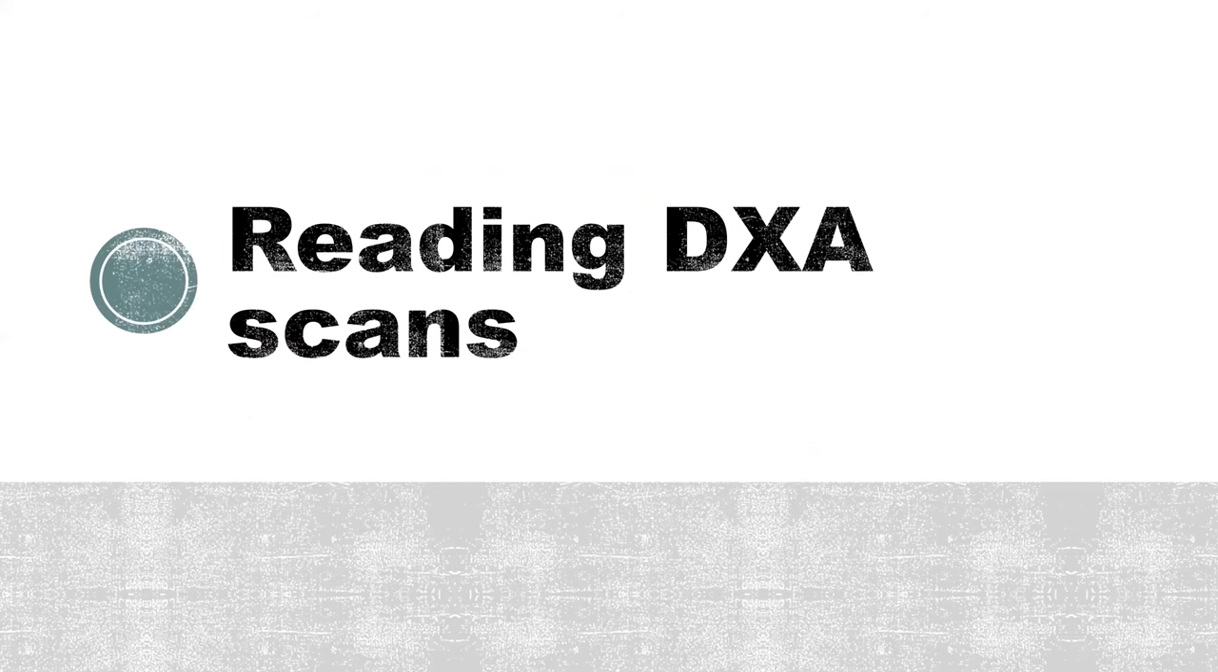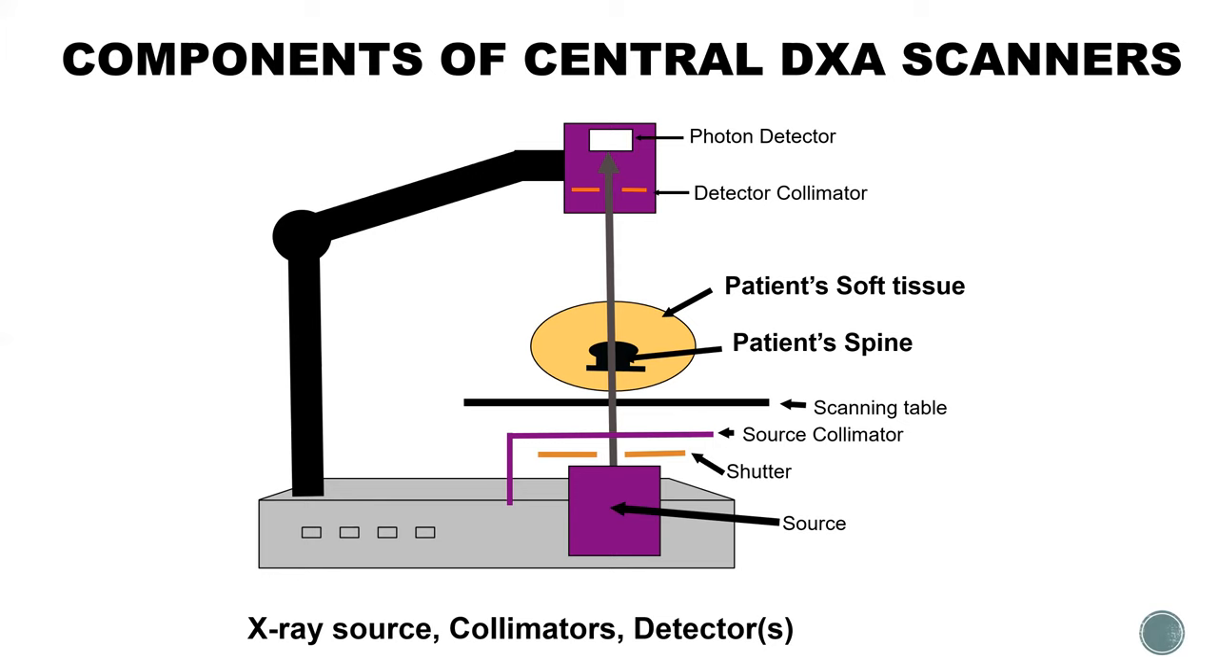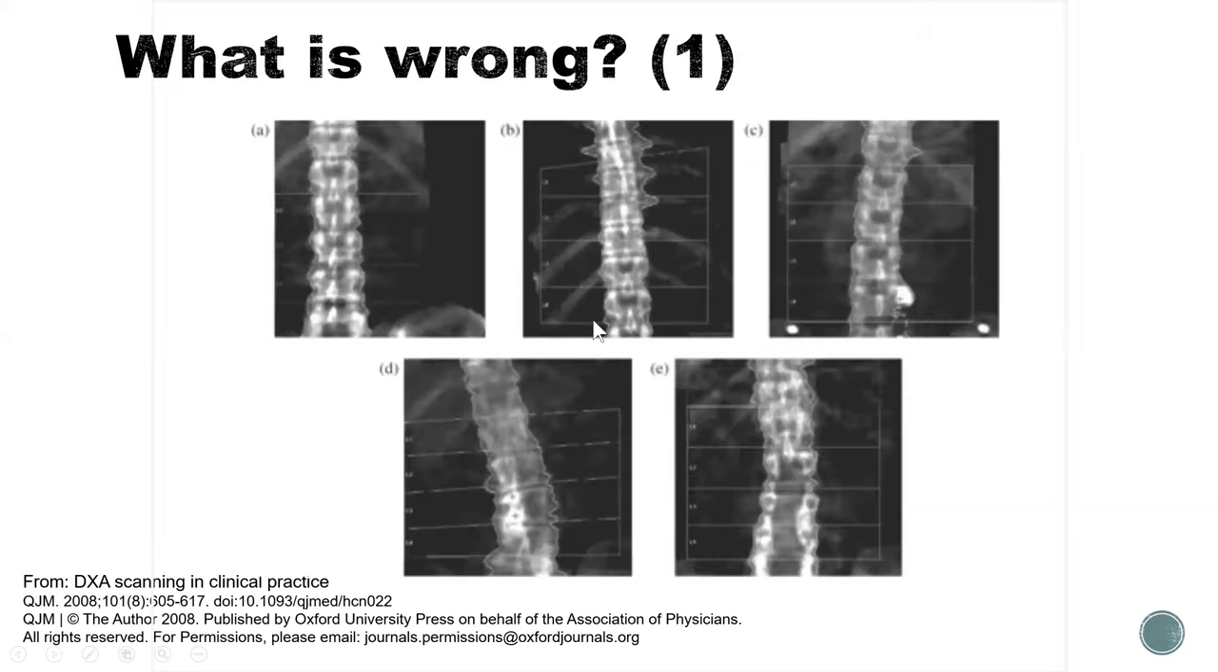So how would you read a DXA scan, and what are the mistakes and the things you should look for? First of all, we know that the DXA scan is measuring straight through your body. The source is here. It goes through your body, obviously through your spine or your bone, and it's detected up here. So anything that blocks it in between will get in the way, and you can get an artifact. For example, these are just some things that can go wrong.